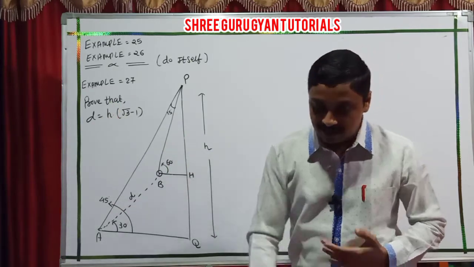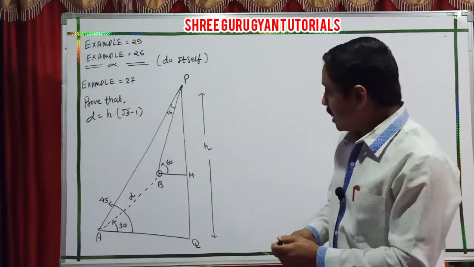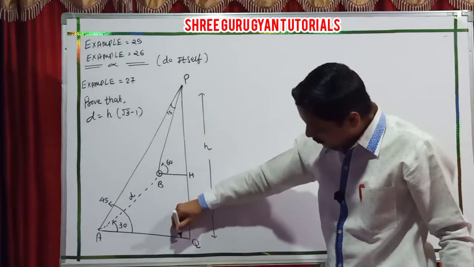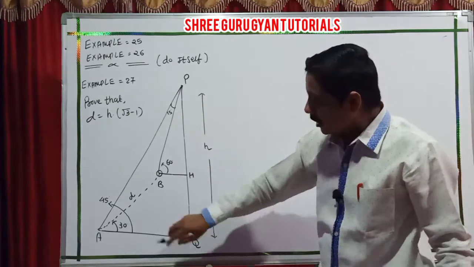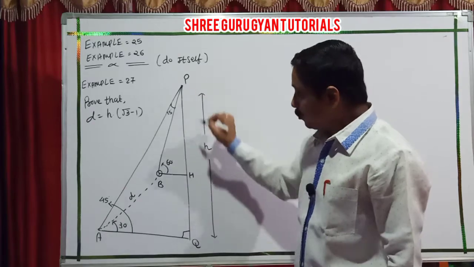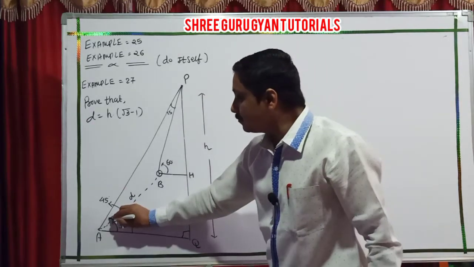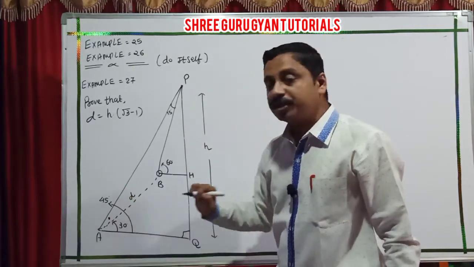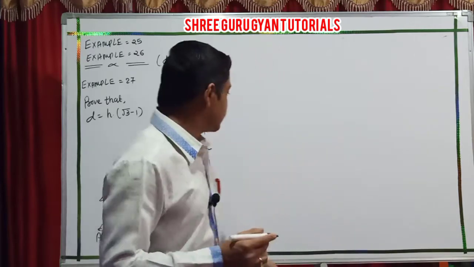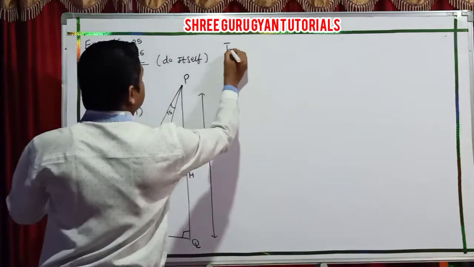Yes students, this is a very important question. Let me explain: here at Q it is 90 degrees and this angle is 45, so surely you can find this angle. How many? 45 minus 30, it is 15. So I start first with a triangle.